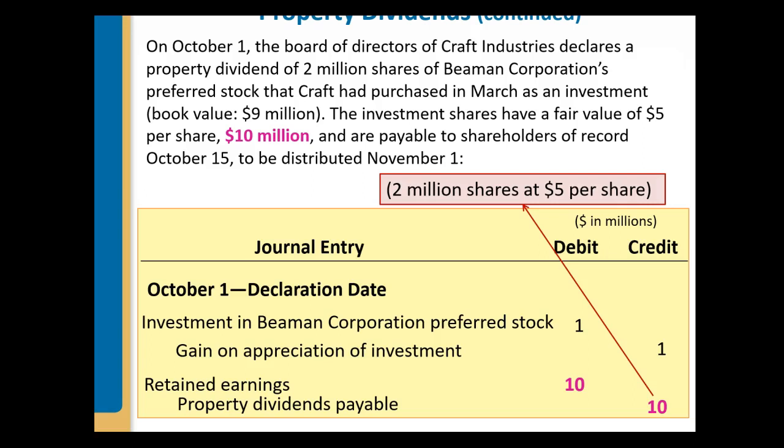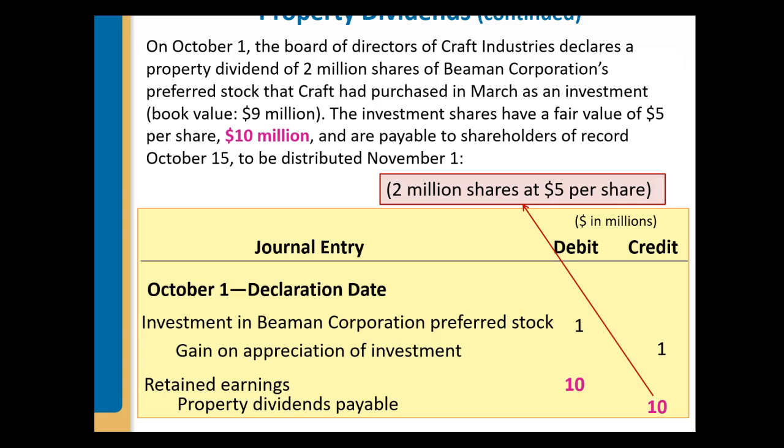So as you see here, on October 1st, the Board of Directors of Kraft Industries declares a property dividend of 2 million shares of Beeman's Corporation's preferred stock that Kraft had purchased in March as an investment. Book value was $9 million. Well, the investment shares have a fair value of $5 per share, for $10 million, and are payable to shareholders of record October 15th, to be distributed on November 1st.